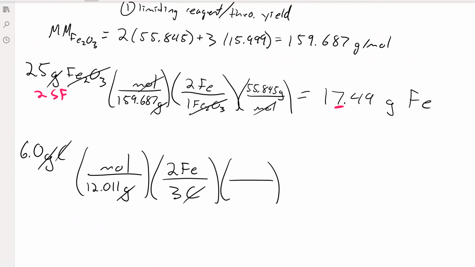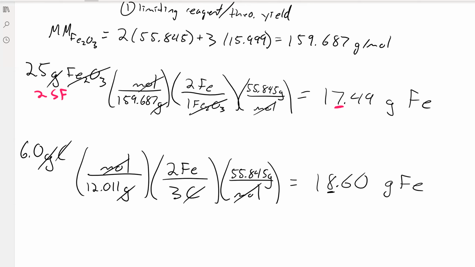And now I'm at moles of iron. I want to be at grams of iron. So moles down here, so it cancels out with this moles. And then 55.845 grams right there. Now I'm at grams of iron. So I go ahead and do the math and I get 18.60 grams of iron. Again, I'll underline my 8 because that's my uncertain digit.